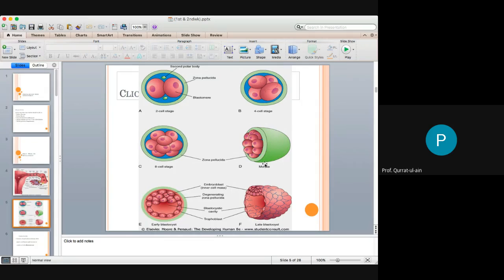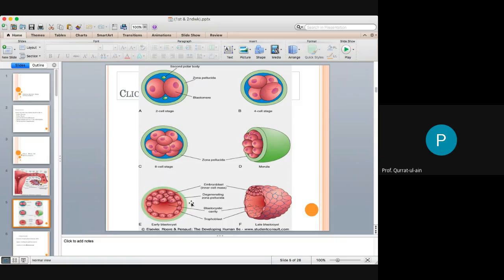Can you see how this covering of the zona pellucida is forming a shell, just like the shell of an egg? Within this, there are smaller cells, but the number has increased. This is the 16 cell stage, which is known as the morula. Now when it has entered the uterine cavity, you can see the color of the zona pellucida is very light. It is being digested. It is degenerating, and ultimately there is no covering here.